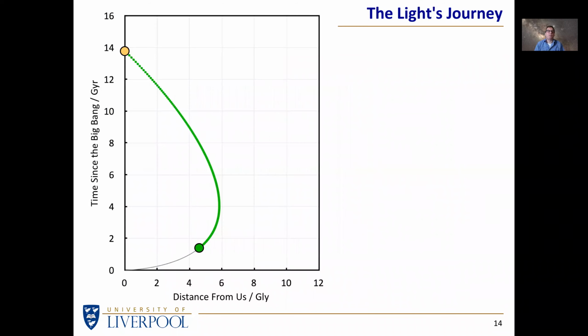If we think about the light's journey, this is a diagram. The horizontal axis is distance from us. So there's distance from us 0 up to distance from us 12 billion light years or giga light years. And the vertical scale is the time since the Big Bang. So the Big Bang was in this bottom left-hand corner, and we are in the top left. So there's the quasar. There's the 4.6 billion light years, and the light left the quasar about 1.5 billion years after the Big Bang.